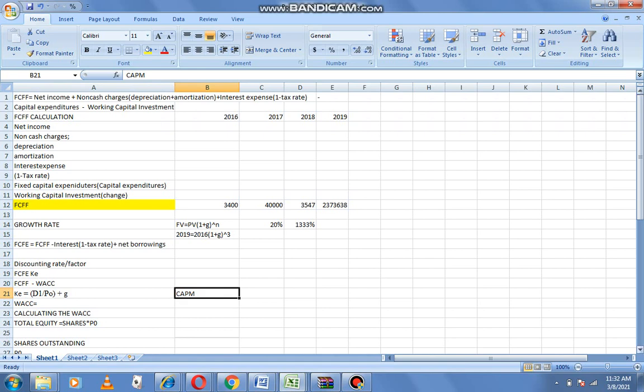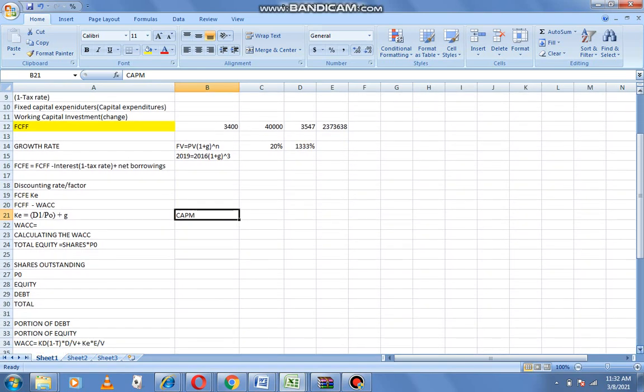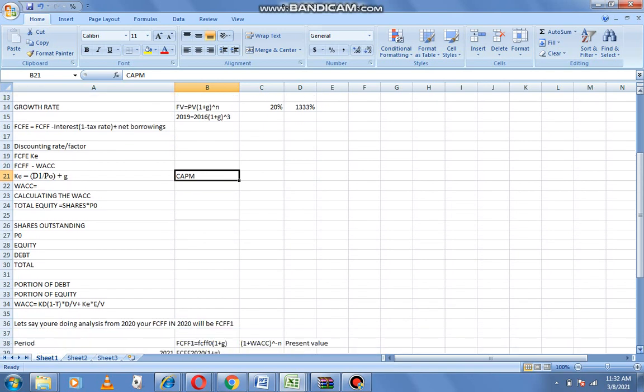So for the guys that are doing FCFE, your discounting rate is as simple as that. So let's move to the guys that are working with WACC. So how do we calculate WACC? WACC is the effective cost of debt, cell A34. So put your eyes here. WACC is the effective cost of debt, that is KD (1 minus T). You multiply by the debt over the total value of the company, plus KE times equity over the total value of the company.